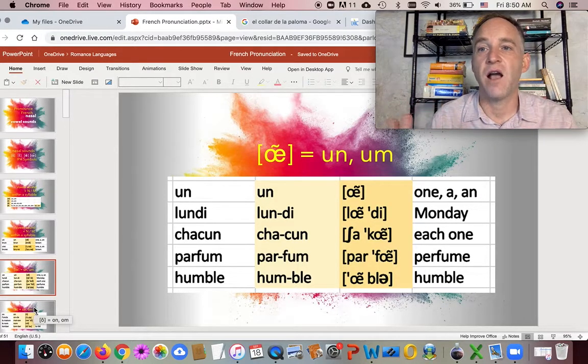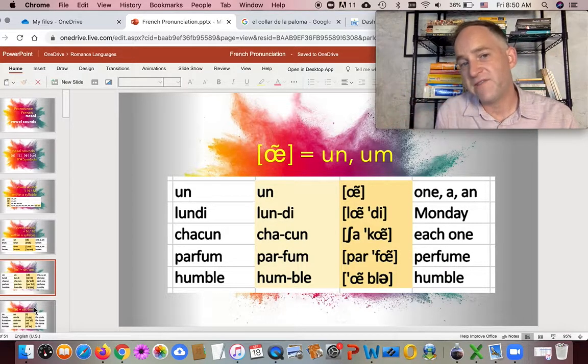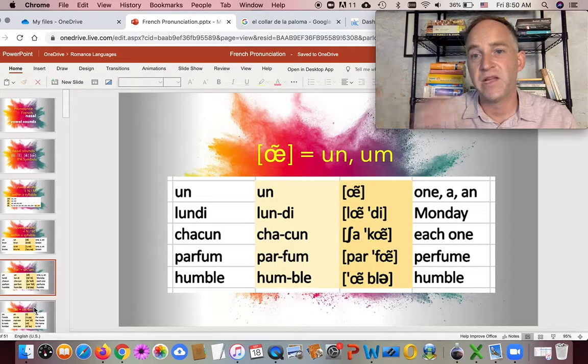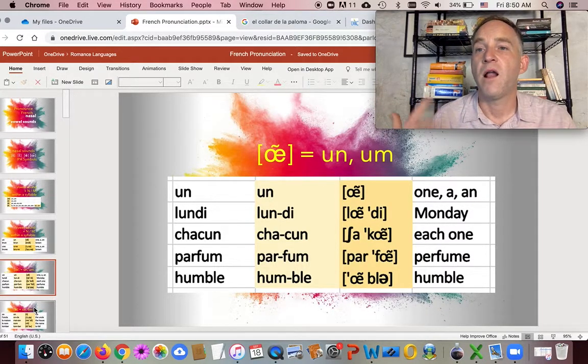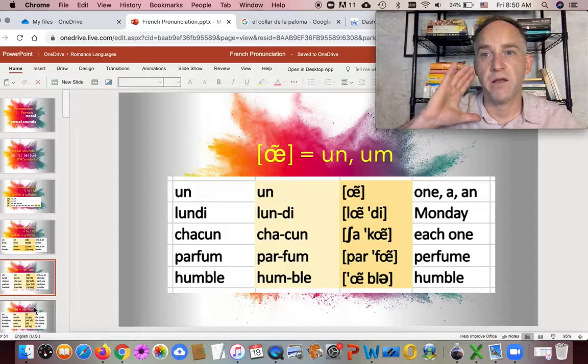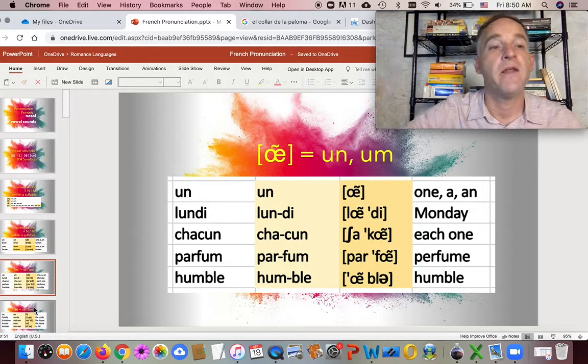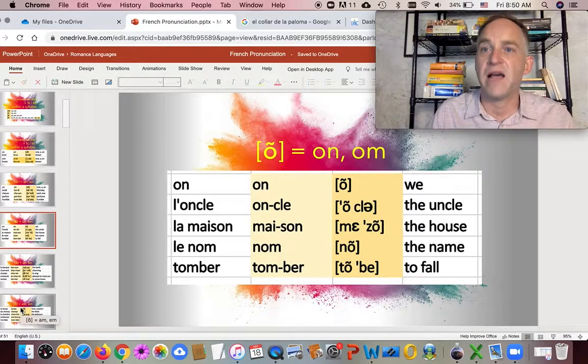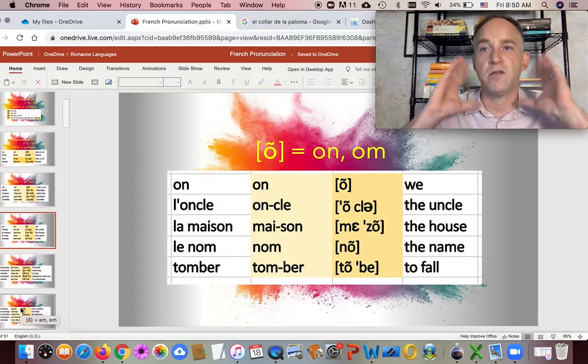Lundi, chacun, parfum, humble. The middle row, the left side is the French words, the middle is the syllabification breakdown. The right is the international phonetic pronunciation. So, un, lundi, chacun, parfum, humble. Notice in the word humble, we do not pronounce the M. Humble, humble. If you need to exaggerate the length to make sure that you're giving it no pronunciation of the N or an M, that's exactly what you want to do. We want to eliminate the sound of the N or M on its own. It needs to be part of that vowel, nasal vowel sound.